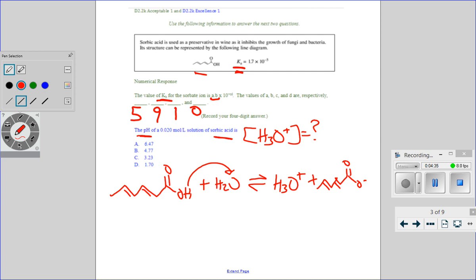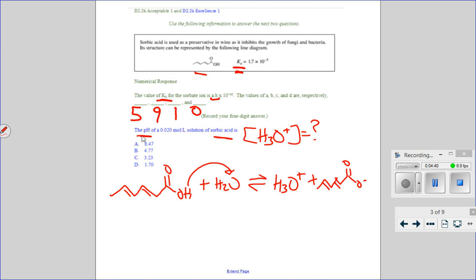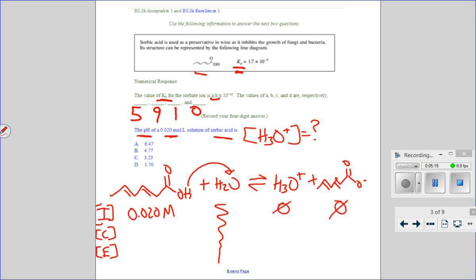All right. Because this is weak, we're going to have to set up an ICE table to figure out the concentrations of each one of these species. So our initial concentration, our change, and then our equilibrium concentration. Initially, the question says that it is a 0.020 mole per liter solution of the sorbic acid to begin with. The concentration of water, of course, we don't include. To begin with, hydronium and the ion would be 0. Now our change: to establish equilibrium, we're going to add a concentration here, add a concentration here, and then we would lose some here. And then our equilibrium would be 0.020 minus x here, and then x and x.